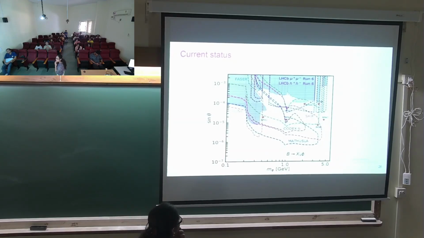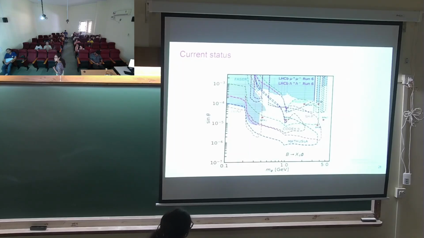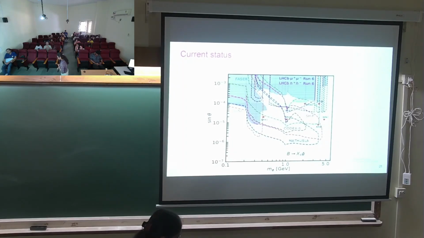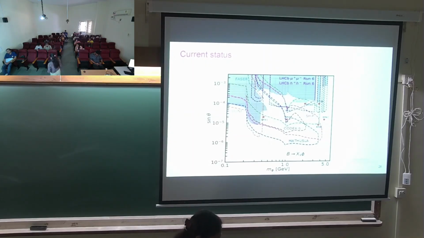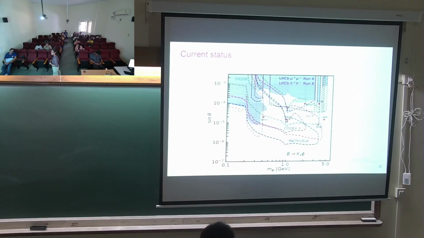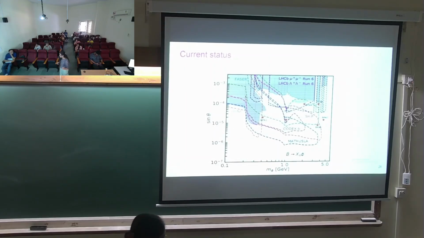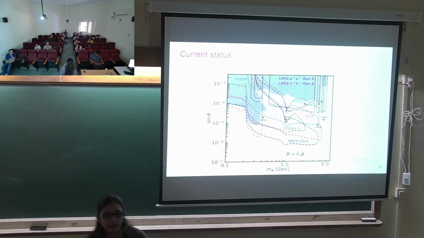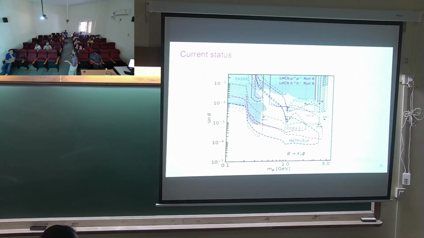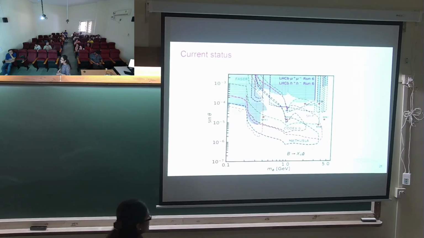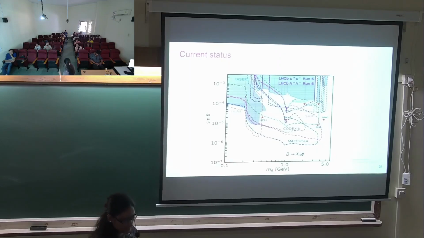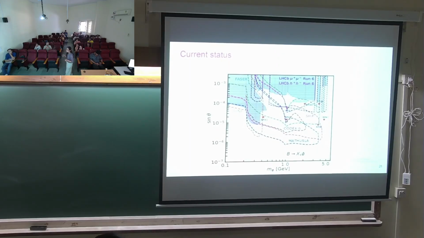Similarly, if SHiP and MATHUSLA both are approved, BP1 can be probed. But for benchmarks like BP3, which is at the boundary of FASER 2, SHiP and MATHUSLA, even if we see a few signal events, we would still need a main collider detector which can probe the signals further. And we also want to see if there are any benchmark points not covered by any of the projected or ongoing experiments, like BP7. So this is the choice of our benchmarks.